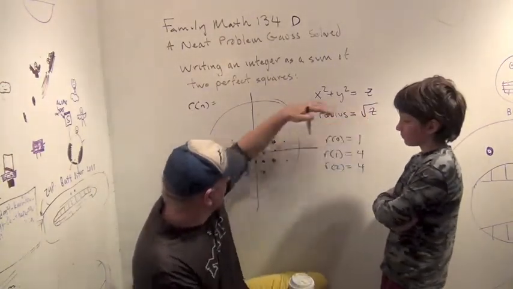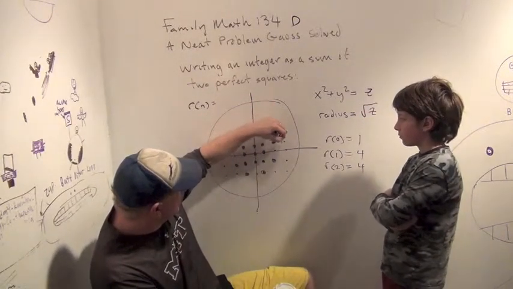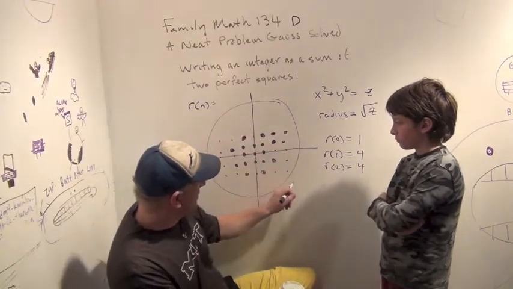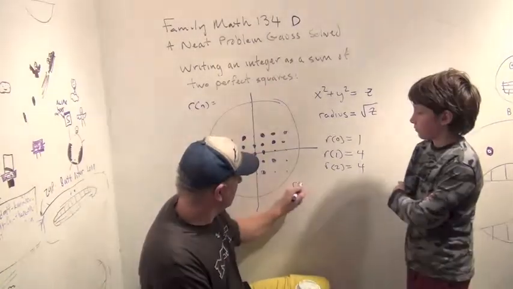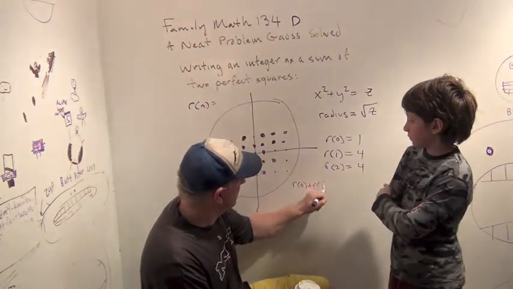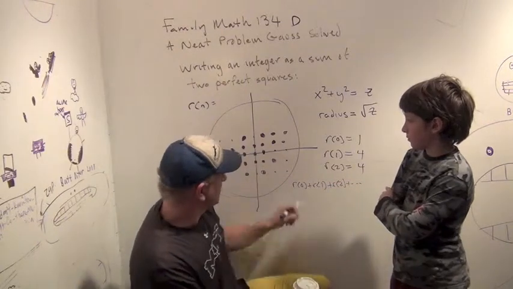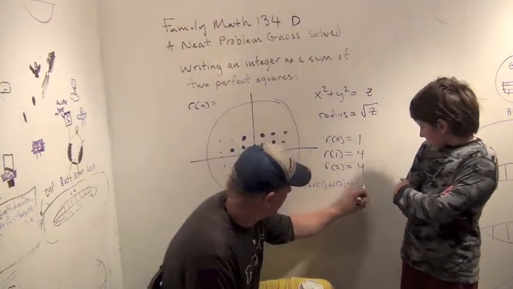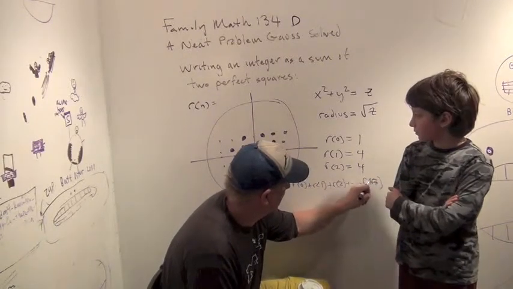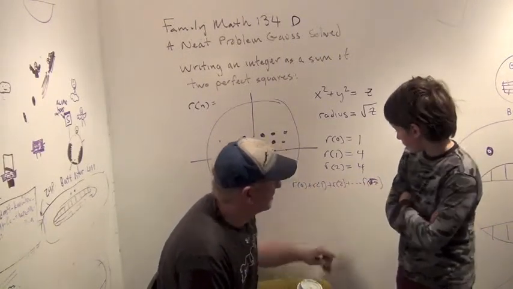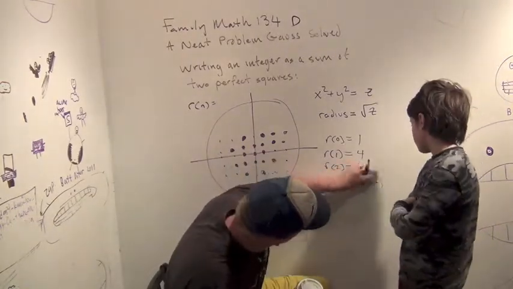So what Gauss noticed is that inside of this circle of radius square root of z, all these points actually represented the sum r of 0 plus r of 1 plus r of 2, all the way up to r of z.